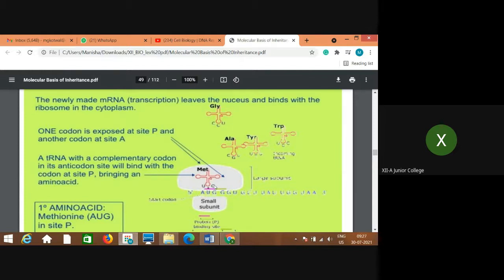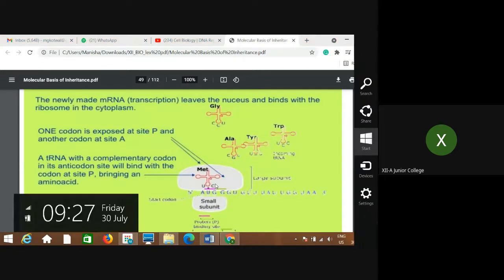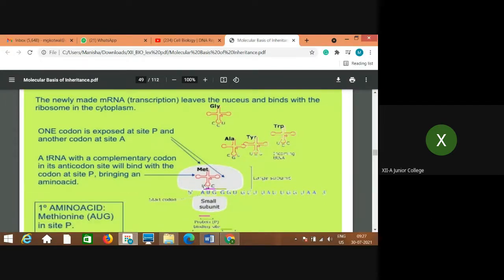Then what are the complementary nucleotides on the anticodon loop of the tRNA? UAC. So this tRNA with the anticodon UAC comes and gets attached at the first codon, forming bonds in between. Then, after this attachment, the larger subunit of the ribosome comes in contact, and now I will show you what the 3 sites of tRNA are.